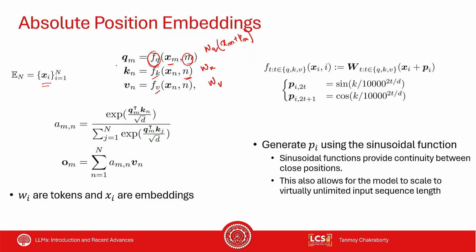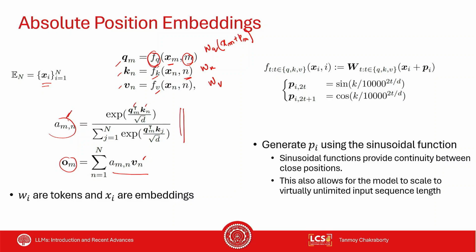Then once we have the query, key, value vectors, we get the attention score. This is essentially the query-key dot product followed by softmax, and softmax will give you a distribution, and then your output is going to be the weighted average of the values.